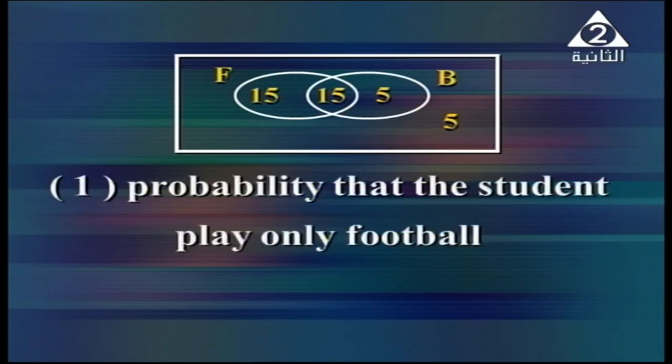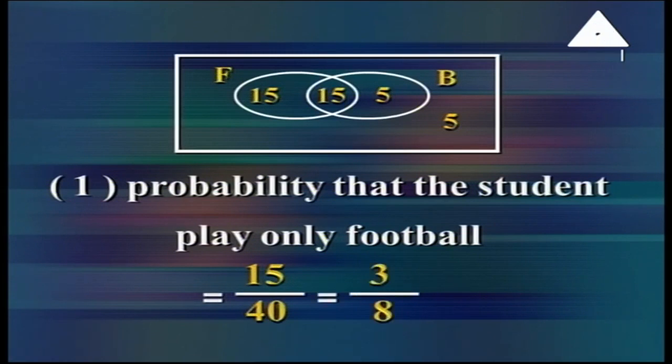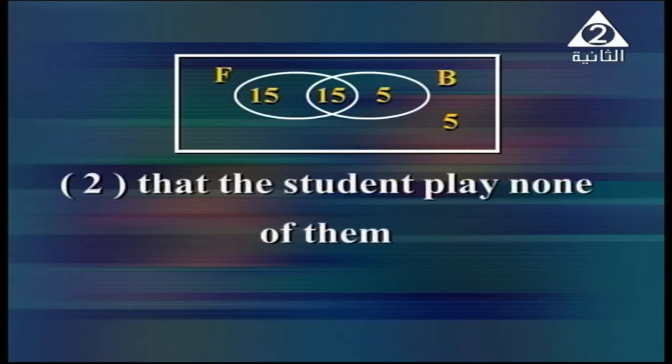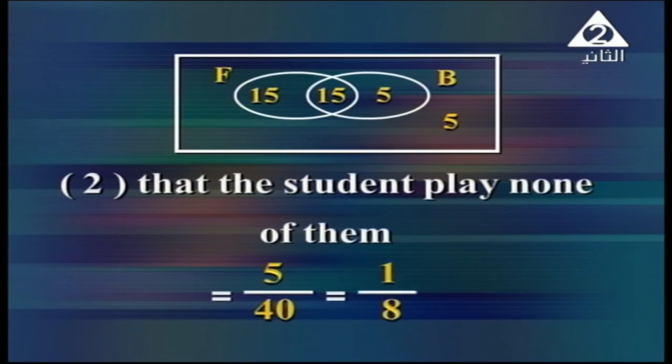So the probability that the student play only football is going to be, yes, that's correct, only 15 out of 40, which is going to be reduced as 3/8. What about the probability that the student play none of them? Yes, they are 5 students. From how many students? 40. So in this case, we can say that the probability is 5/40 and is reduced to be 1/8.